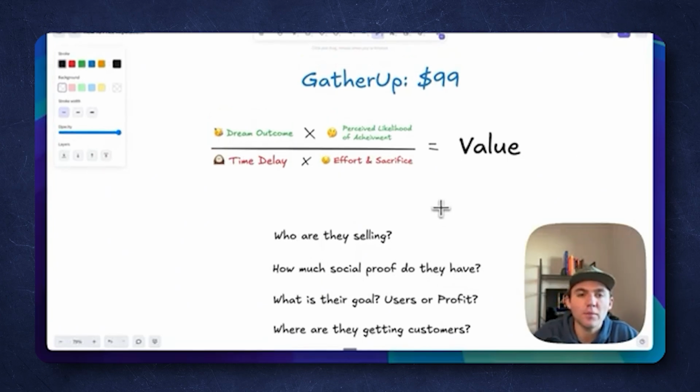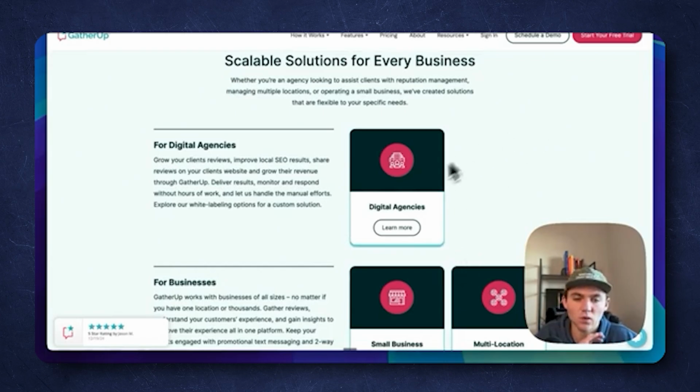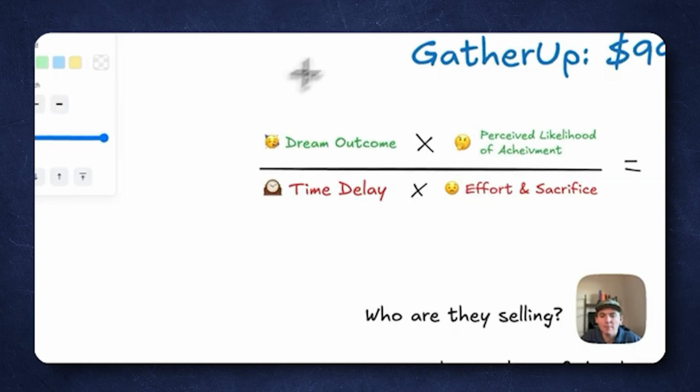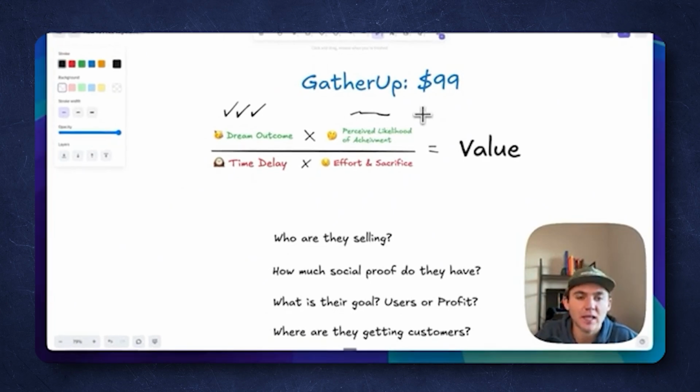So now let's talk about GatherUp. GatherUp's another popular one, a wild card. It seems like they're selling to a lot of agencies or larger businesses instead of just the direct to the small business owner. But at the end of the day, they're doing pretty much the same thing, helping people get reviews, manage reviews, respond to reviews, stuff like that. They have a decent amount of social proof. I don't think they do a great job of displaying this across the site. And I think they could do a better job of increasing their perceived likelihood of achievement to let people know that they're doing a great job, but they're going to help you get more reviews.